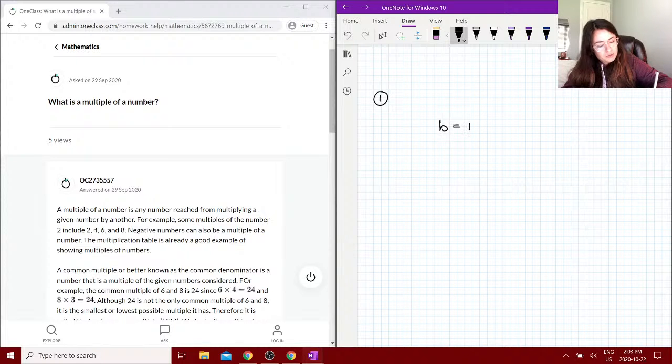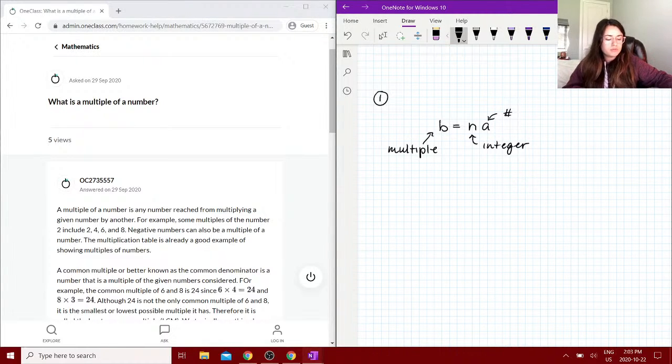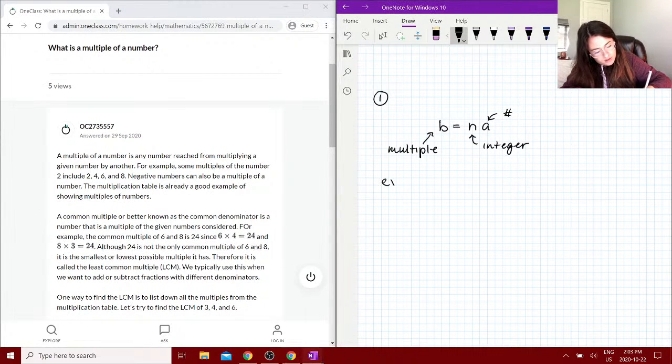So B equals n times A, where A is just your arbitrary number, n is an integer, and B, therefore, is the multiple. Okay? So a multiple is just that, a number times an integer, and then the product is a multiple. So it gives an example here.